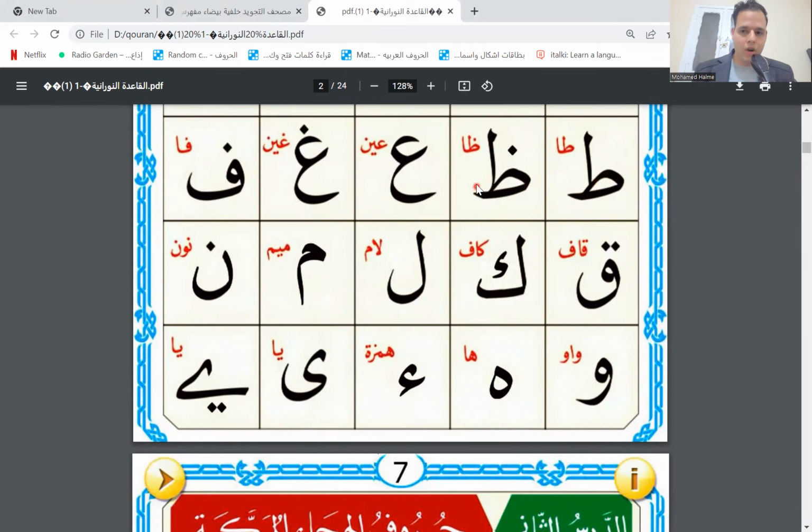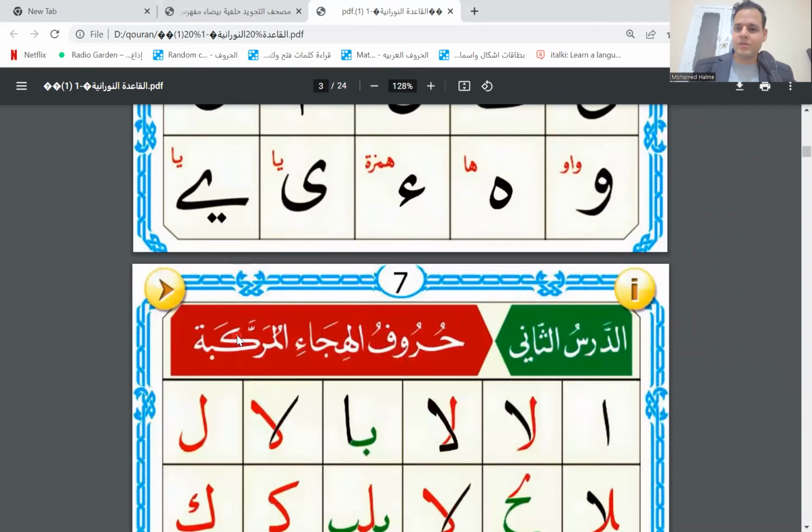Ta, dha, a, again a, gha, fa, qa, ka, la, ma, na, wa, ha, and a is the same as the first one, and ya, and this is also ya. This is the first part, which is the Arabic alphabet.